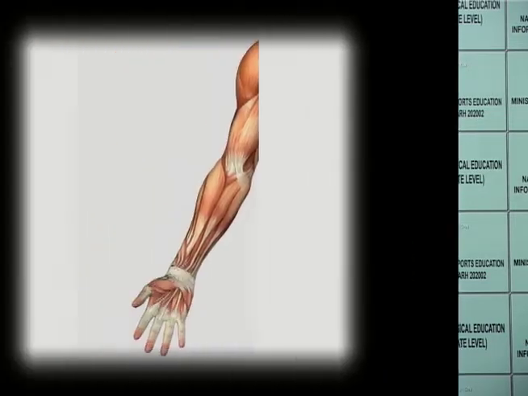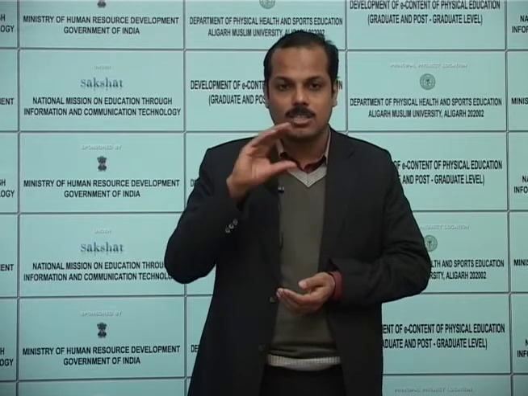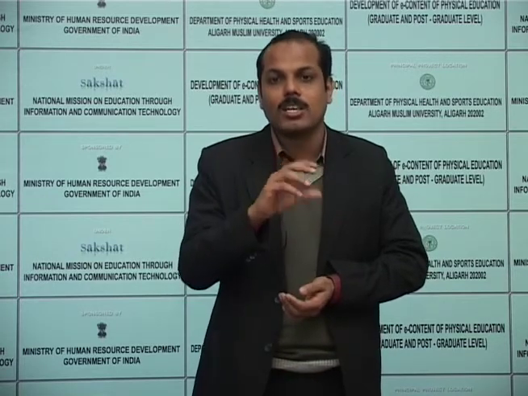Next muscle is the biceps brachii. It has two heads, a short head and a long head. The short head starts from the coracoid process of the scapula, and the long head from the supraglenoid tubercle. It is inserted into the radial tuberosity and, by the bicipital aponeurosis, into the deep fascia on the medial part of the forearm. It has two actions: flexion at the elbow and supination of the forearm. Nerve supply is again the musculocutaneous nerve.